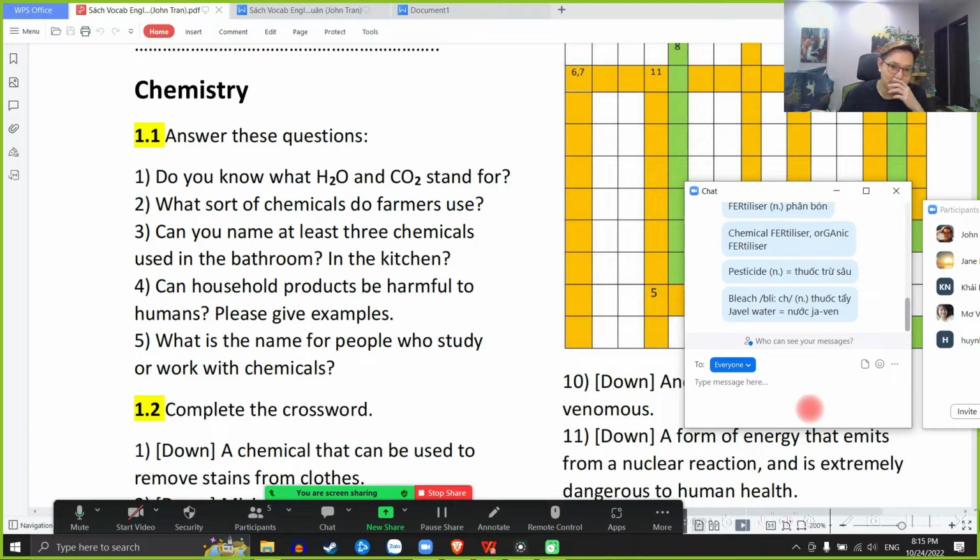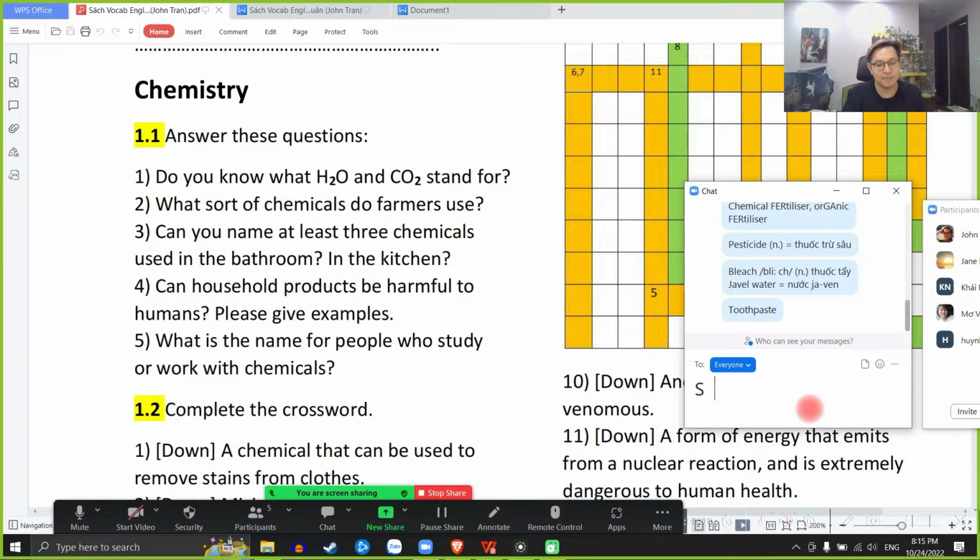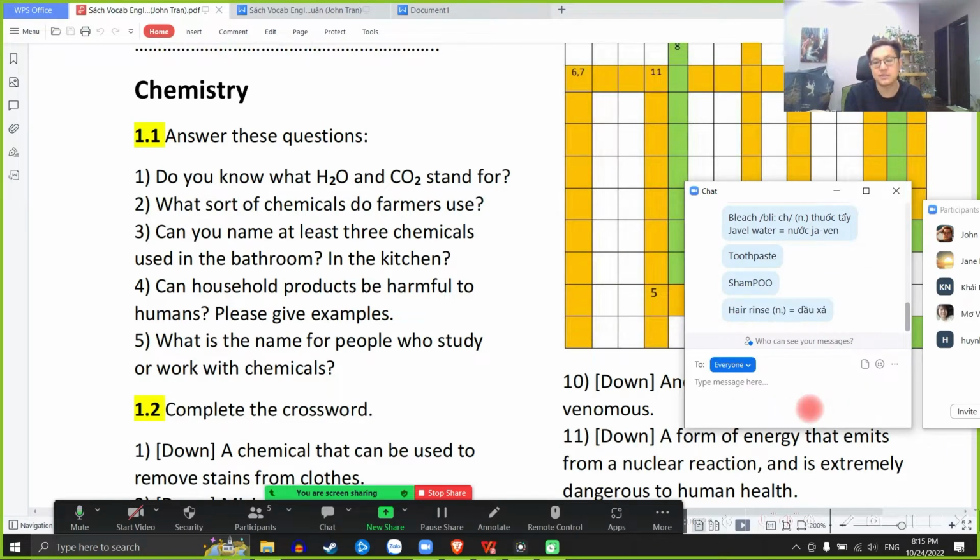Okay, so what else then? We have toothpaste, shampoo. Shampoo for the hair, yes. There's also hair rinse. Hair rinse for the hair. After you wash with shampoo, use hair rinse.